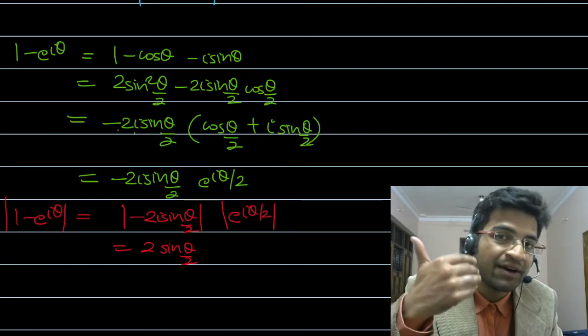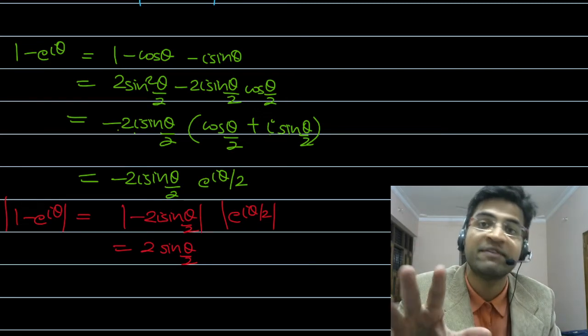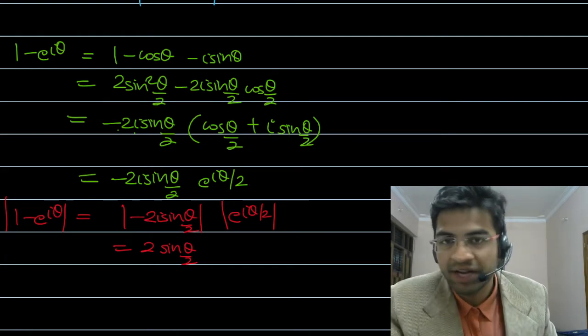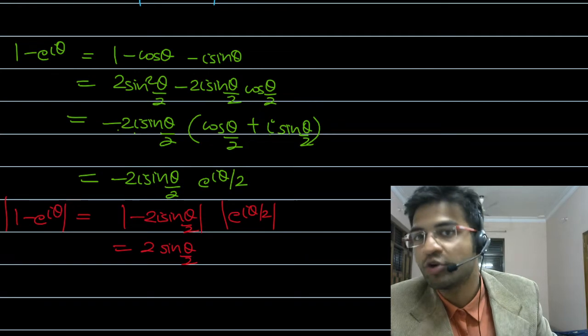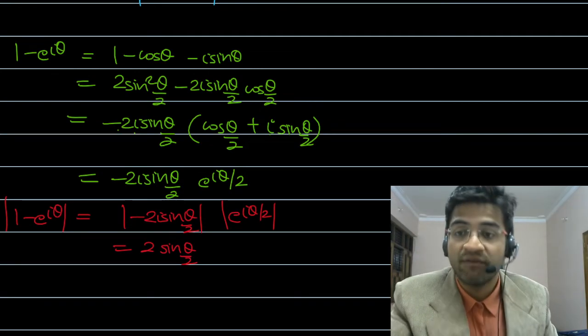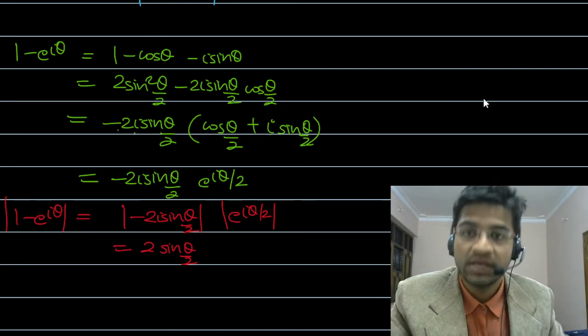And what will be the range of theta by 2? What will be the domain of theta by 2? It will be between 0 and pi. Between 0 and pi, sine is positive. So sine theta by 2 will be positive, so we need not put mod over here. Now this is the significance: mod of 1 minus e to the power iota theta is nothing but 2 sin theta by 2.